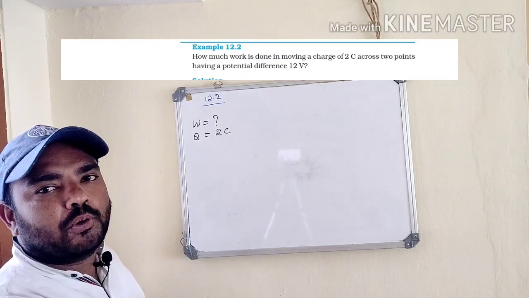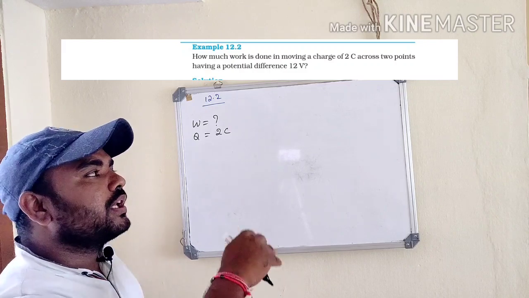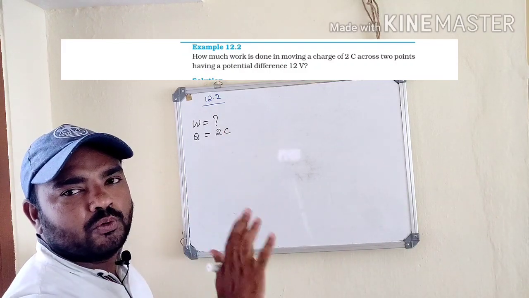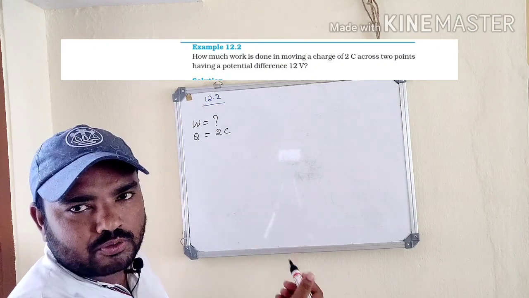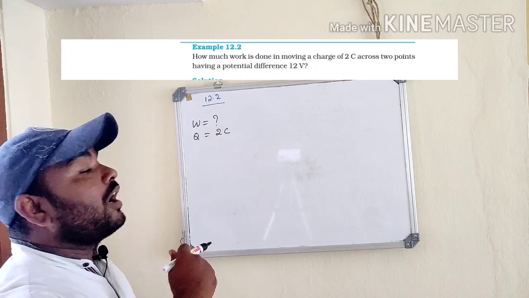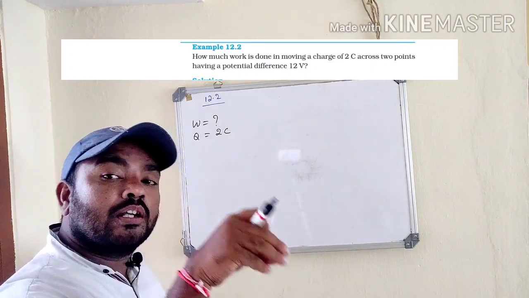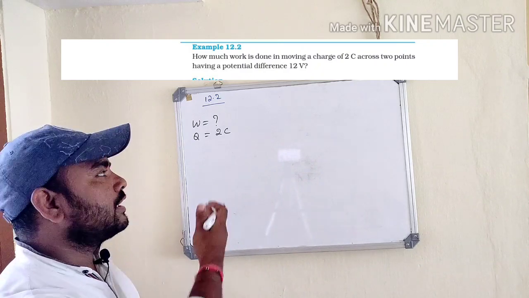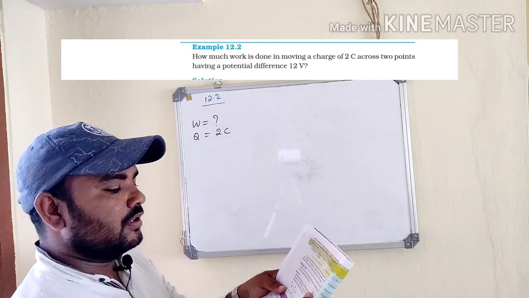Because we know the potential difference concept, to bring one charge from one point to another point, we need to do some kind of work. Who is going to do that work? The battery, our cell, the source is going to do the work. So how much work is it going to do on that 2 coulomb of charge to bring it from one position to another? That is what we are going to calculate in this case.